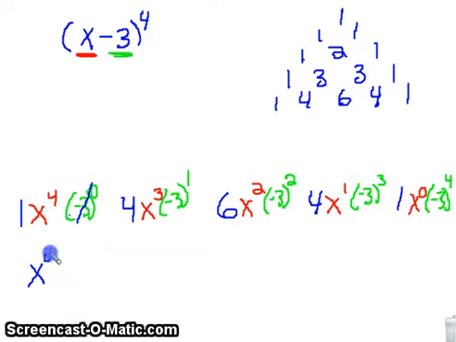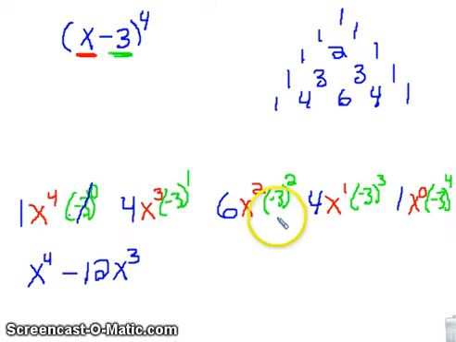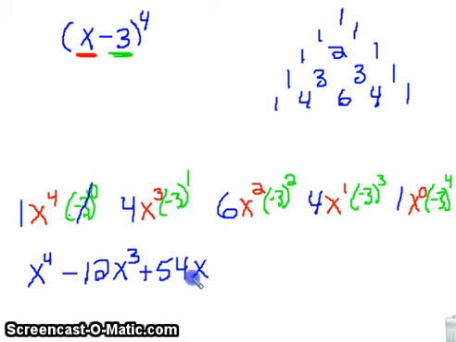So my first term is going to be x to the fourth. If we have a negative raised to the power of 1, does it stay negative? Yes. So this is actually going to be -3 times 4, which is -12x to the third. Negative times a negative makes a positive, 9 times 6, which is 54x squared.